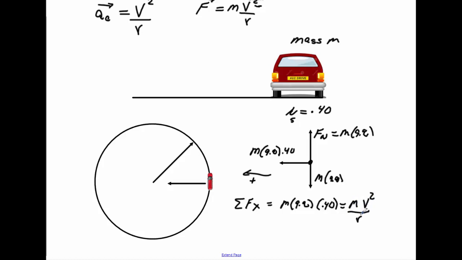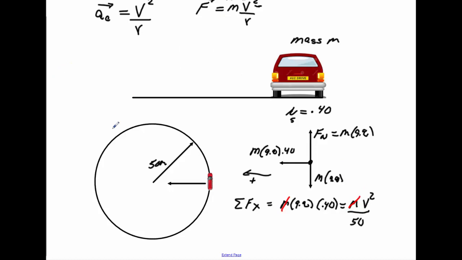Now I'm going to give this a radius, and let's make that 50 meters. We'll make that into 50. And notice what happens here: mass cancels out. Mass is totally irrelevant to this problem.